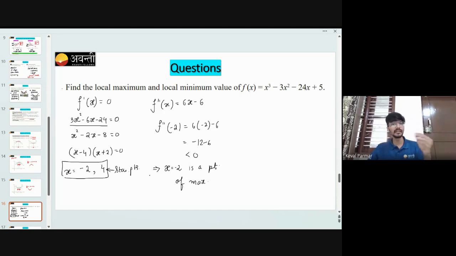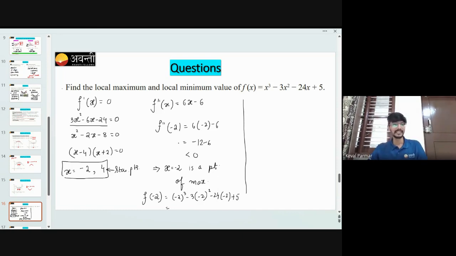And we have to find the value. Value means the function value. So that means we will find f of minus 2. Substitute minus 2 here: minus 2 cube minus 3 into minus 2 square minus 24 into minus 2 plus 5. Whatever value we get, that will be the answer. I am not interested in calculating that. I give it to you.